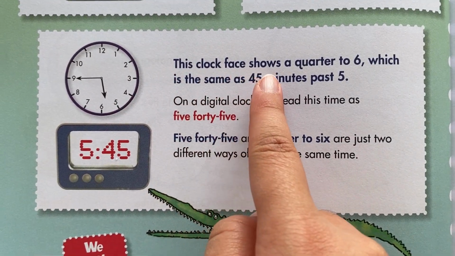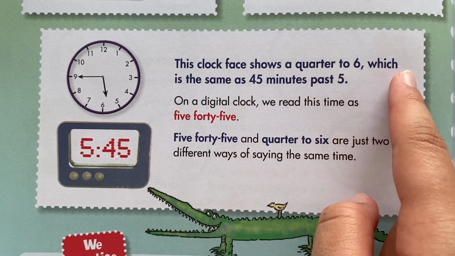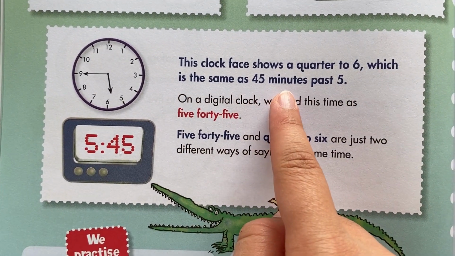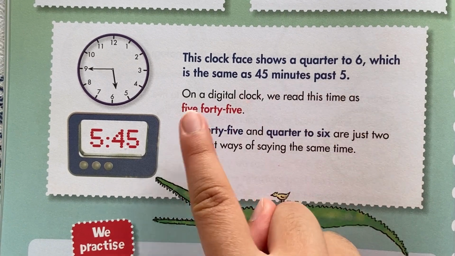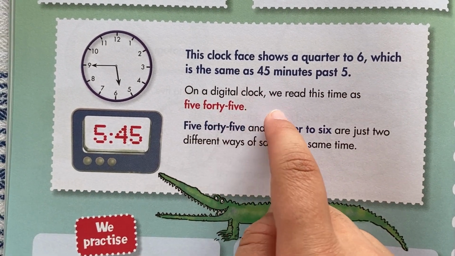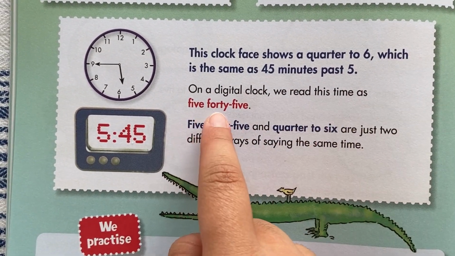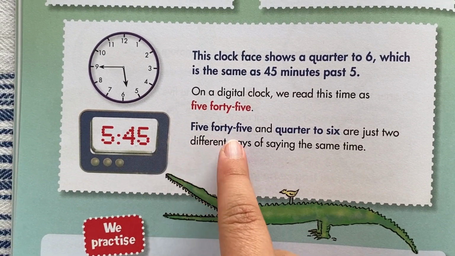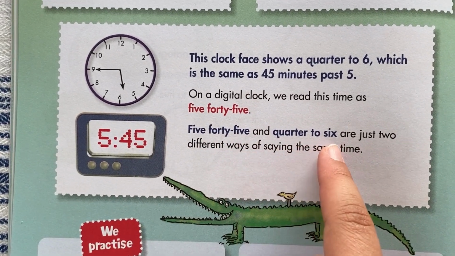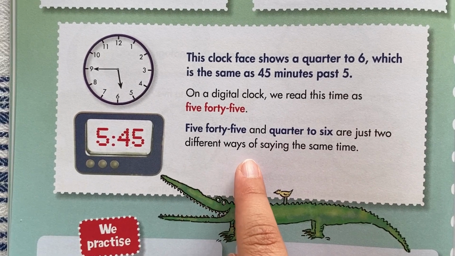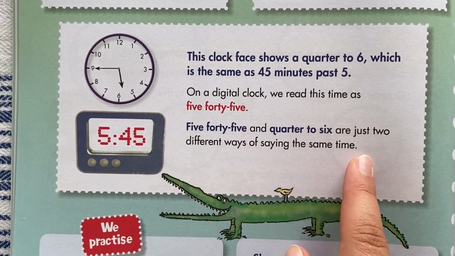This clock face shows a quarter to 6, which is the same as 45 minutes past 5. On a digital clock, we read this time as 5:45. Quarter to 6 and 5:45 are just two different ways of saying the same time.